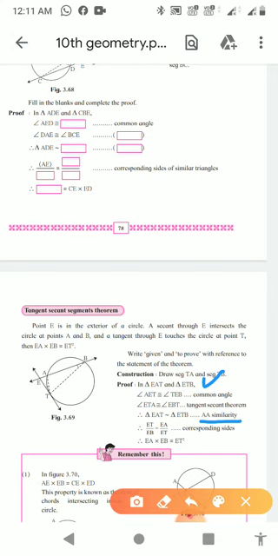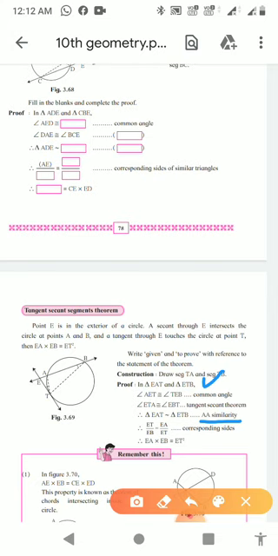Okay, so I can write this as corresponding sides. Then I will cross multiply them. I will get EA into EB equal to ET square. So this is what I have to prove.